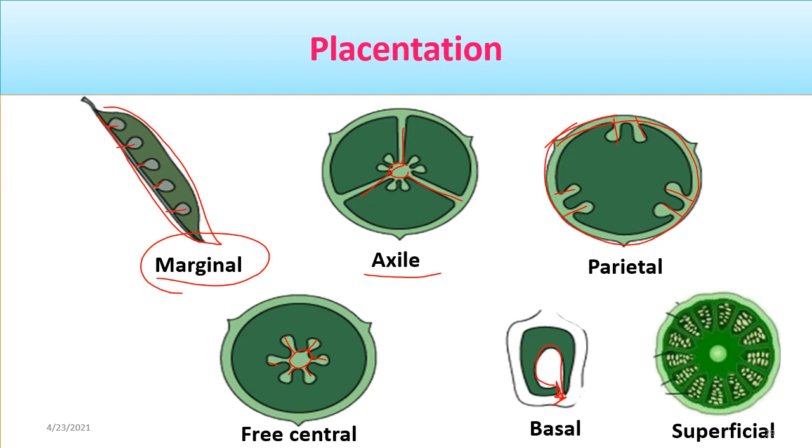And here actually see this is the ovary wall. These are the membranes, and to all these membranes these seeds and fruitlets are attached superficially, and hence this is called superficial placentation. This is seen in citrus or lemon.